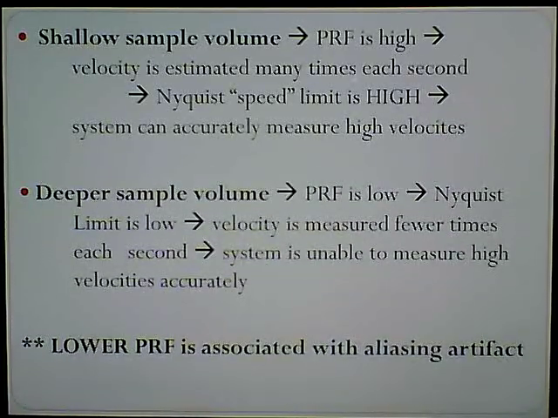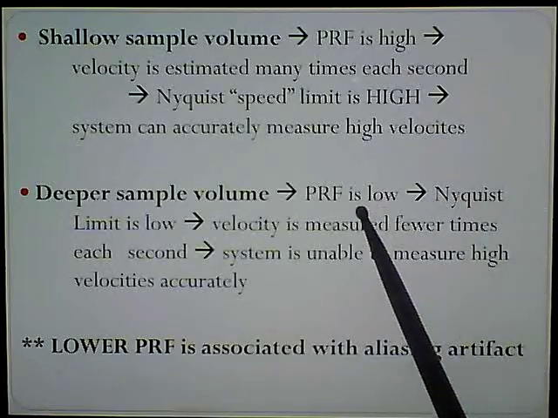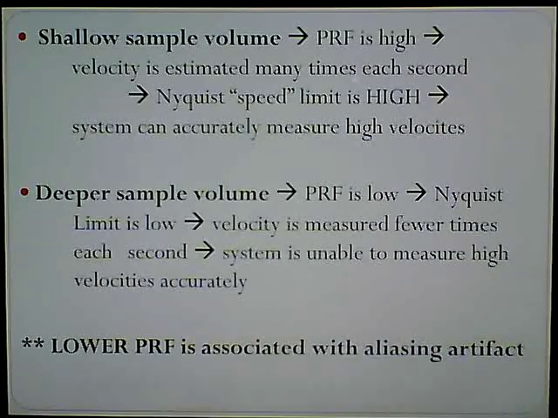Deeper sample volumes, we have a low PRF. The Nyquist limit is low. The velocity is measured fewer times each second. The system is unable to measure high velocities accurately. So we can't measure high velocities because the deeper we are, the lower our PRF and our Nyquist limit. You see where this is going. Lower PRF is associated with aliasing artifact.